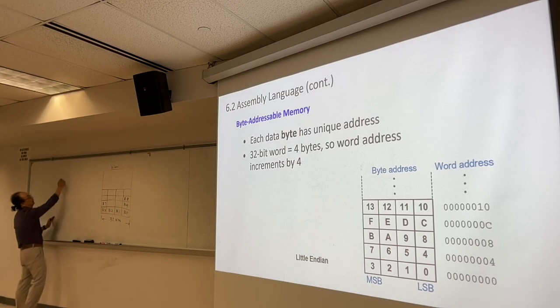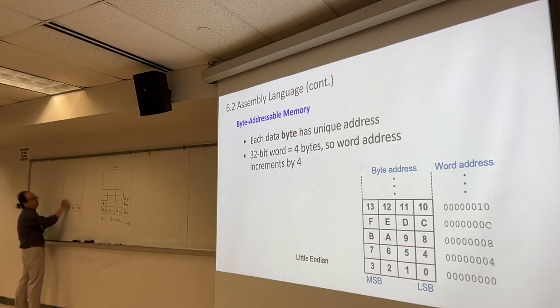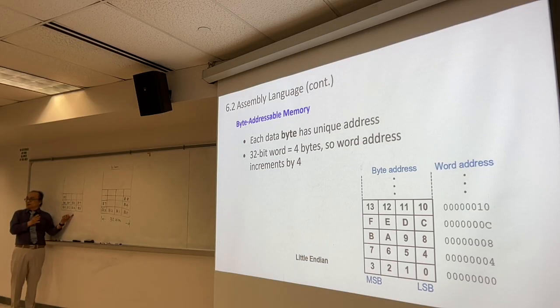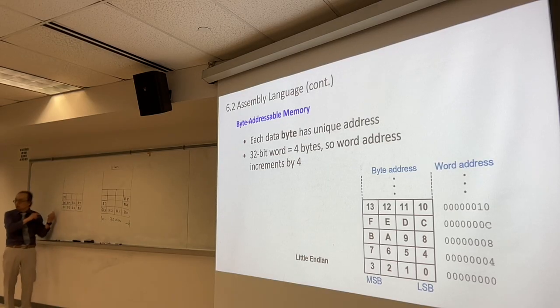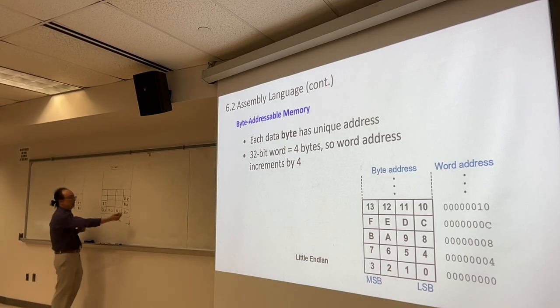Hey, Dr. Kim, I don't want to do it that way because I want to write byte 0 first. Okay, can you do this? Yeah, sure. But we have to be consistent, right? If you start from the left, always go left to right. If you start from the right, always go right to left.